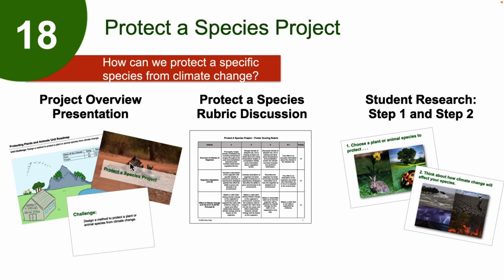We introduce the project to the students using the Protect a Species project overview presentation, which includes the goals of the project and breaks the project down into those 3 steps. Then, students review the scoring rubric and ask clarifying questions so they can really understand the expectations for the project. Next, students review some key strategies in order to help them be more successful in their own research. Finally, it's time for students to choose a species and begin their research into how climate change might affect it.